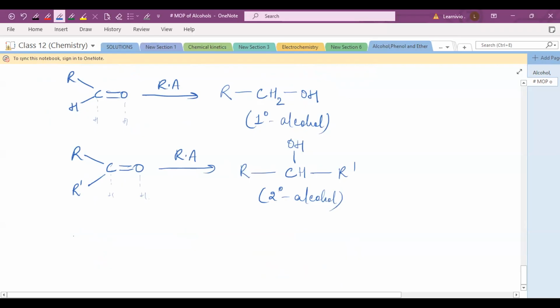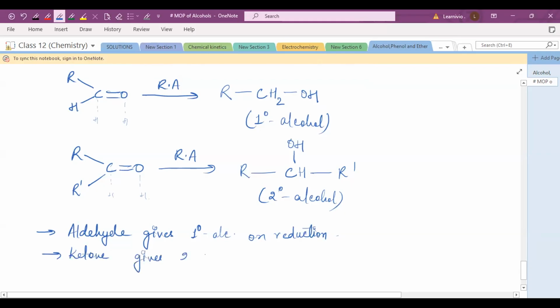Okay, now you can write: aldehyde gives primary alcohol on reduction. Ketone gives secondary alcohol on reduction.